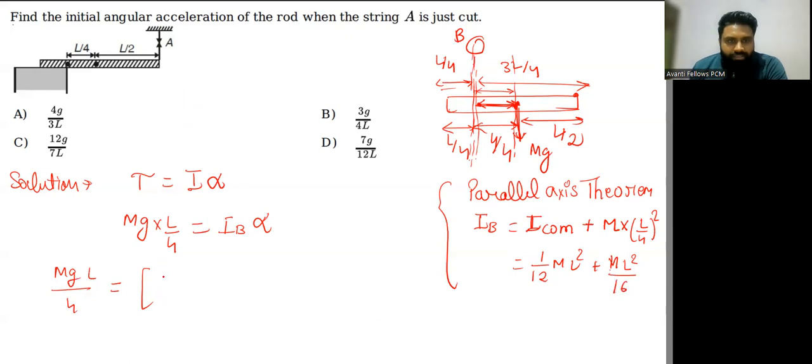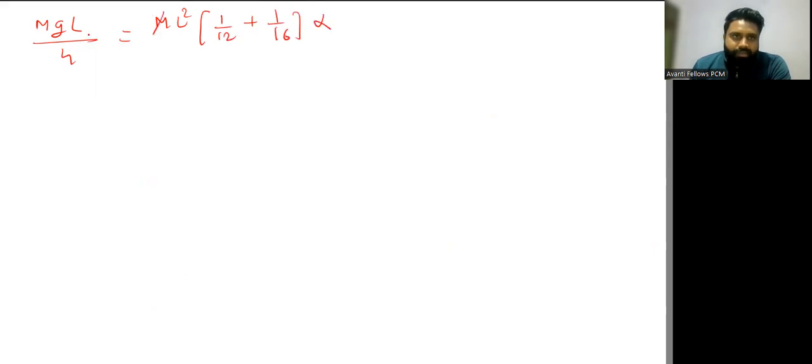So put this value here. It is ml square by 12 plus ml square by 16, into alpha. Alpha is what we are interested in. So what we are going to do: this is mgL divided by 4. We can take ml square as common, so it becomes (1 by 12 plus 1 by 16) into alpha. M and M cancel out, L cancels one of the power of L, so it becomes g by 4. We take this L on this side.